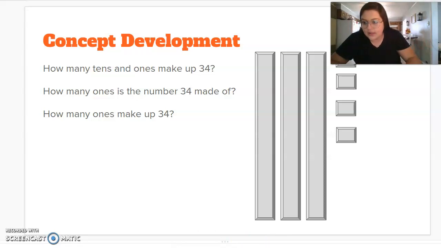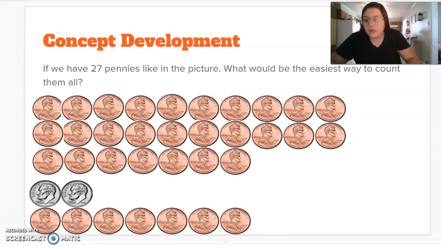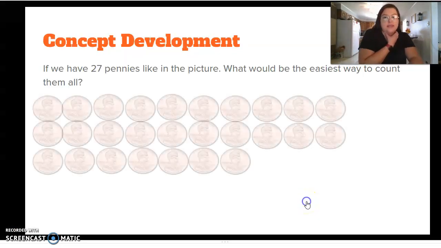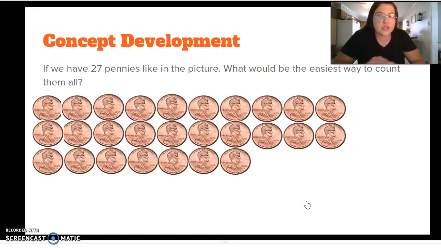Okay, so we're moving on to a different number. So if we have 27 pennies, like in this picture here, what would be the easiest way to count them all? Well, to me, I see 10, 10, and 7. So since we're working with change, what could we replace 10 pennies with?